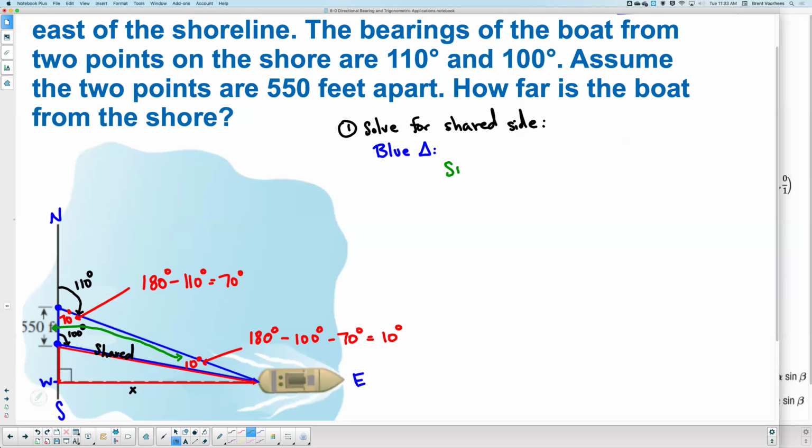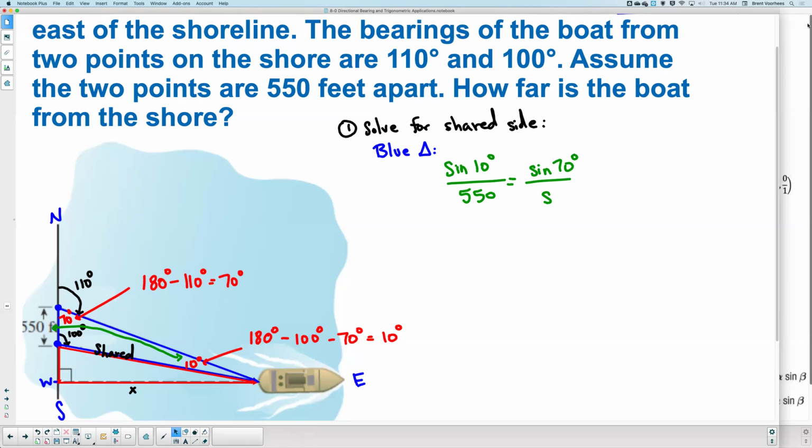If you remember, this is where you take the sine of the set. What's the angle on the set? 10 degrees. And you divide that by its side length across from it, equals any other set in the problem. Well, we want this shared side. What angle goes with the shared side? 70. Very good. We're working in the blue triangle. So it'll be sine 70 over S for shared.